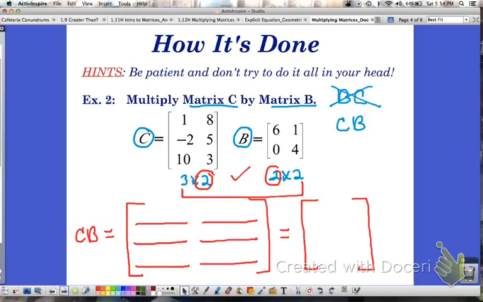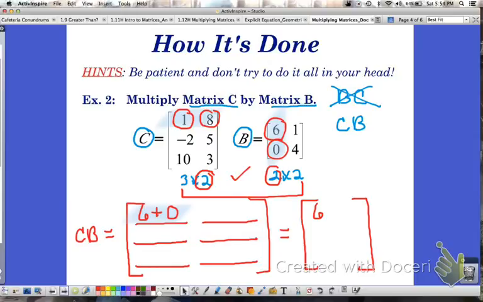Let's take the first one. The first row times the first column, and that answer is going to go right there. Here we go. 1 times 6 is 6. 8 times 0 is 0. We add those two together. What do we get? 6.